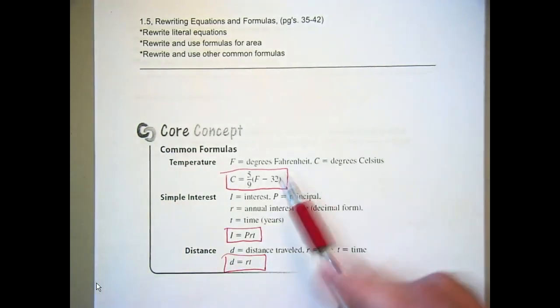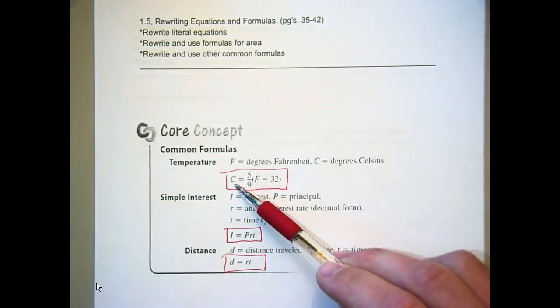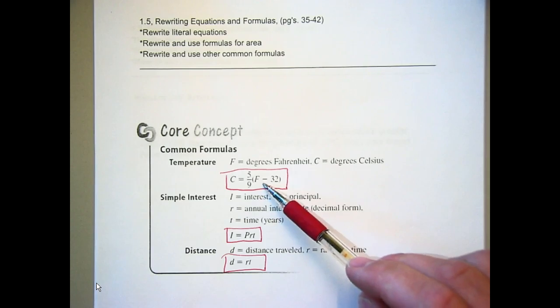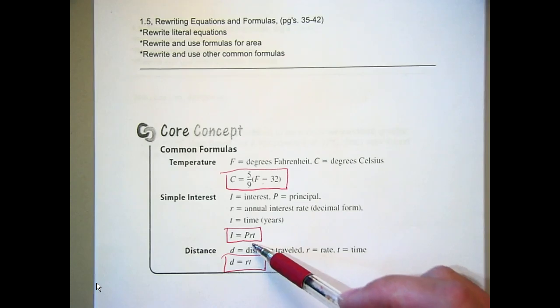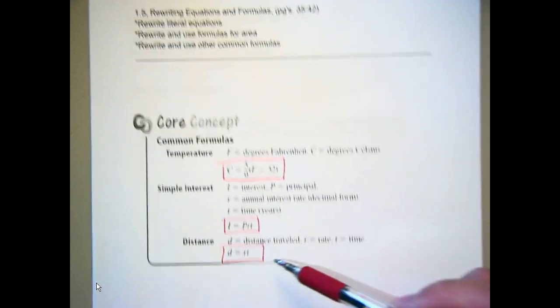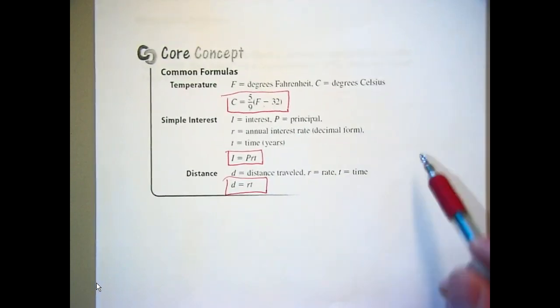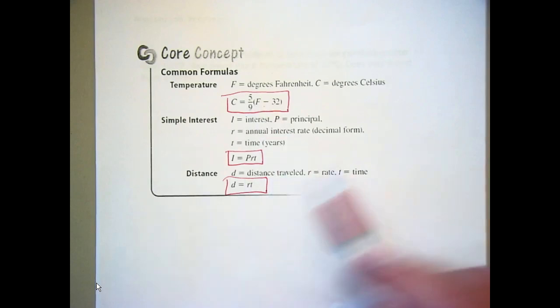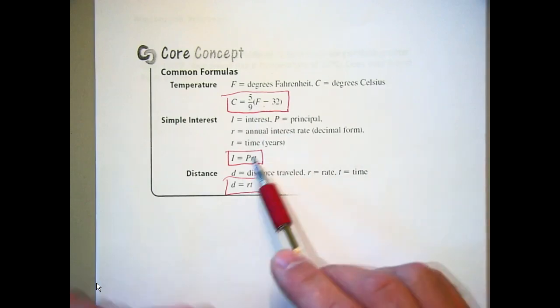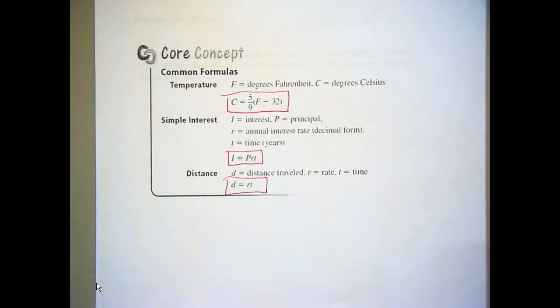Okay, so temperature, if you know Celsius, you could find Fahrenheit, or if you know Fahrenheit, you could find Celsius. Same thing with interest. If you know your percent, your rate, and your time, you could find your simple interest. And in terms of distance, if you know your rate and time, you could find your distance. If you know all but one of the variables, then you could find the other.